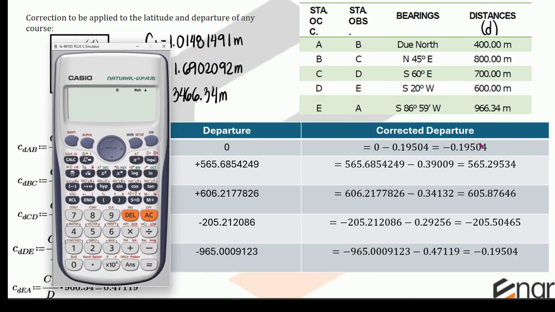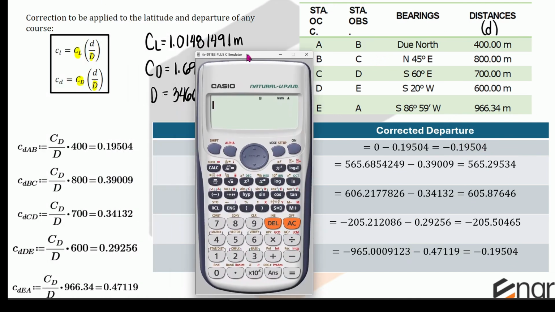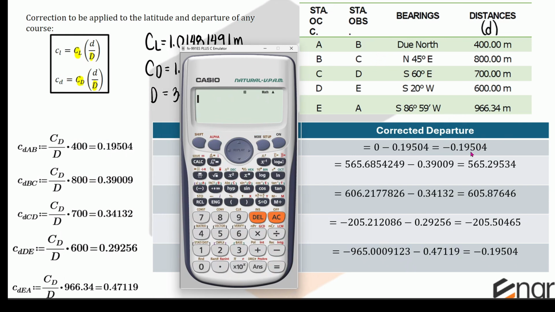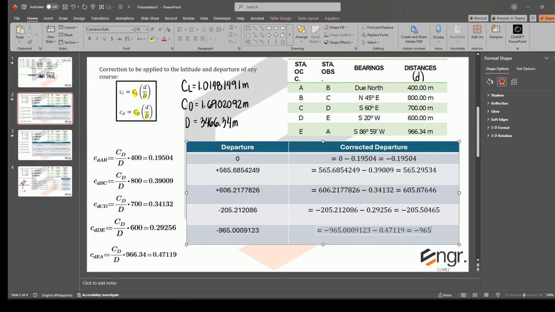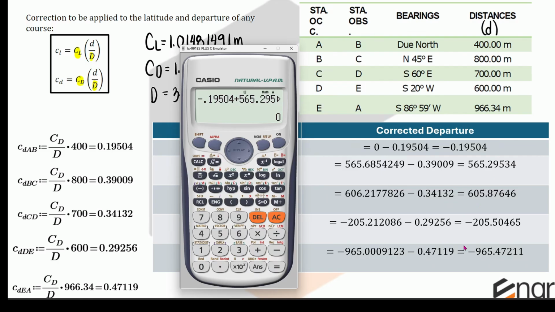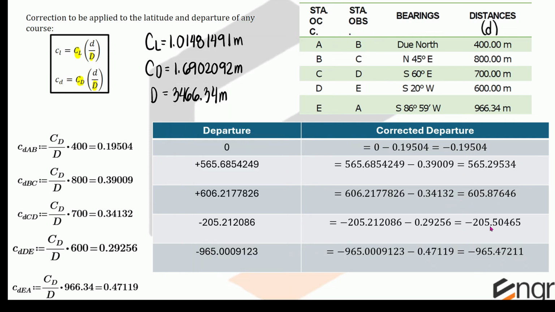Now, after you obtain the corrected departures, a way to check if your solution is correct is if the sum of these would be 0. So we have minus 0.19504 plus 565.29534 plus 605 and so on. Let me just type it. We sum all of these up. Let me just correct this one. This is actually 965.47211. So the result is exactly 0 if we add all of these terms. So if the sum is 0, then the departure has been balanced, essentially.